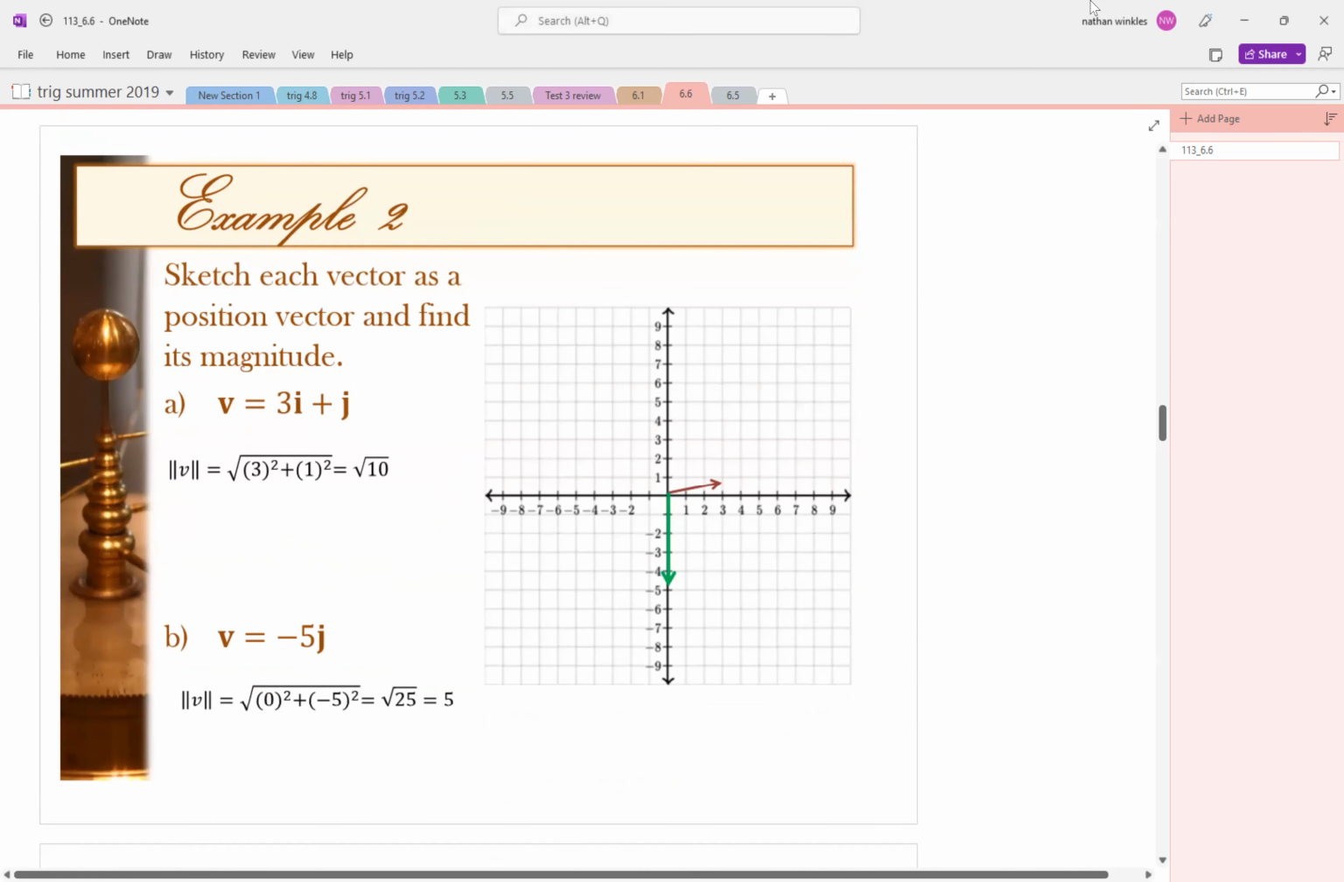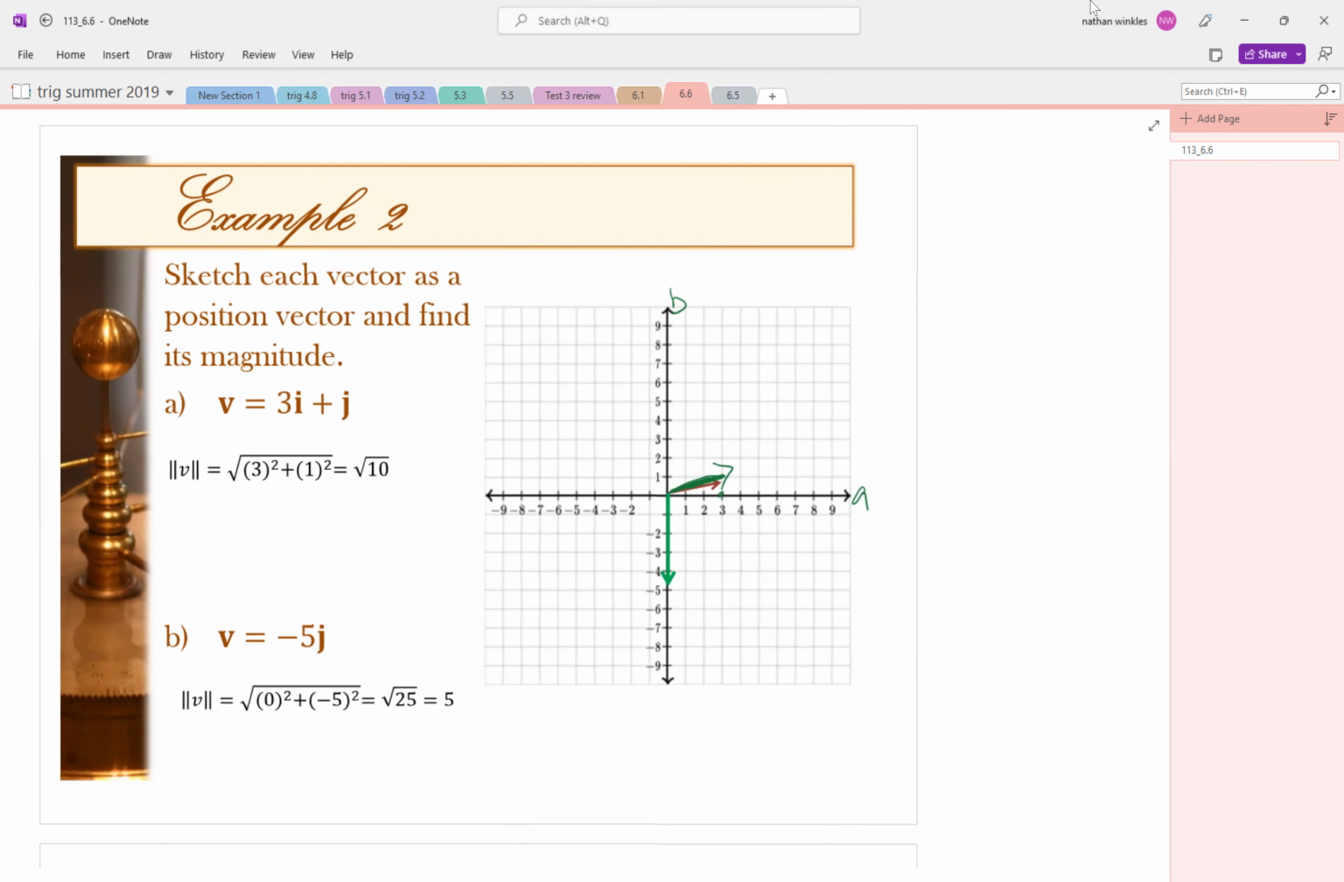So we're told sketch each vector as a position vector and then find its magnitude. So V equals 3i plus j. So what that means is that we're going to come out 3 units to the right. We're going to go up 1 unit because this is basically our A axis, and this is basically our B axis here. So A is 3 and B is 1. So we're going to the point 3, 1. So that creates this vector right here. If we find the magnitude of V, that's the square root of 3 squared plus 1 squared, which is square root of 10. So that's how long our vector is.